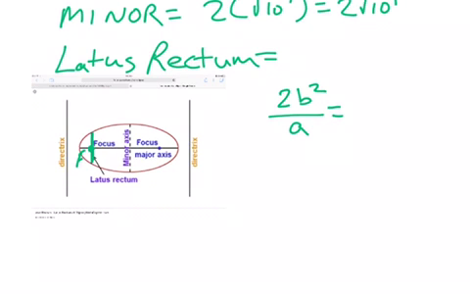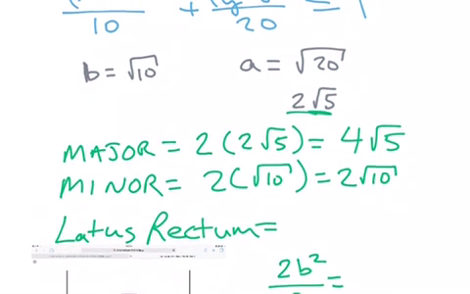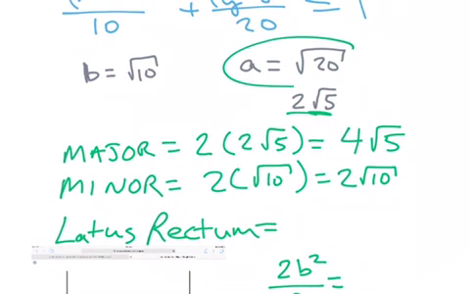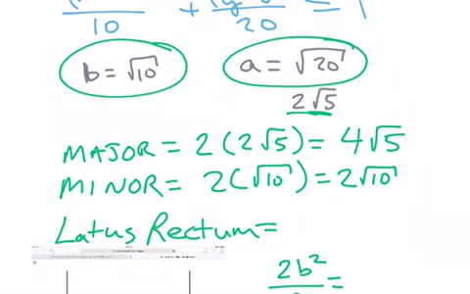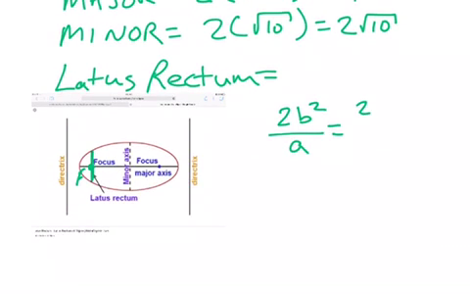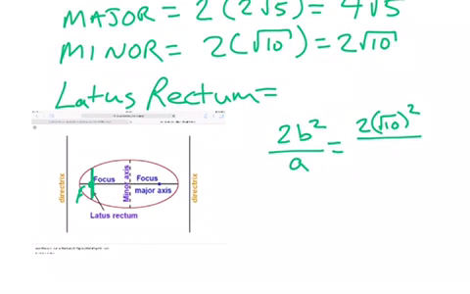So all I have to do is revert back to my a and b. Remember, a is square root 20, b is square root 10. So this is going to be 2 times square root of 10 squared over a. And I'm going to go ahead and use 2 square root of 5. This actually is really easy to solve. The square root of 10 squared is 10, but the 2's here cancel out. So this leaves me with 10 over the square root of 5.